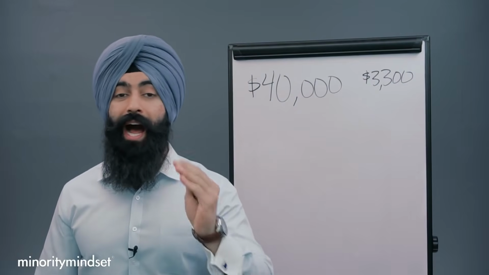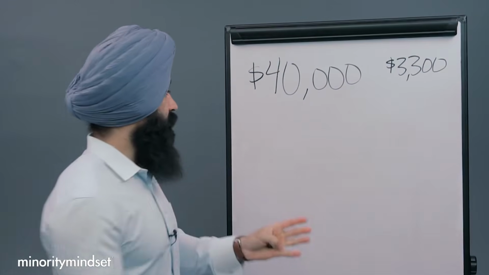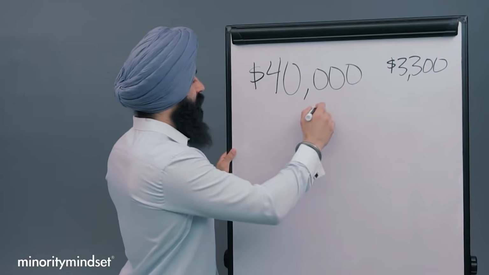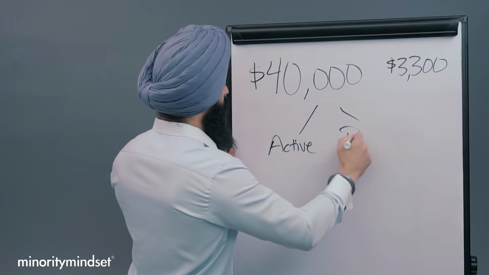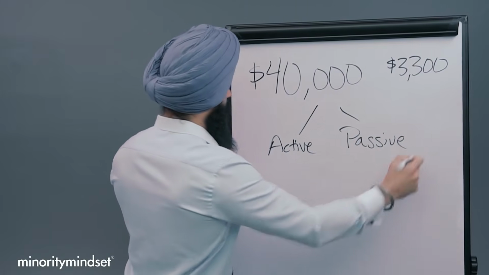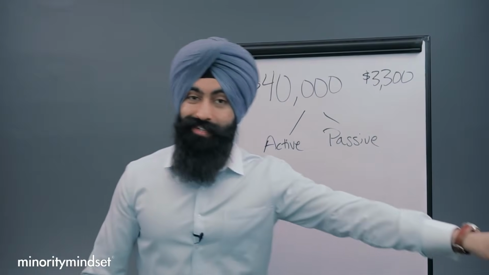Now we've got to figure out how to do that through dividends. Essentially what you got to do is you got to understand the different types of income there are. So there's active income and then there is passive income. What you're going to do is you go to work every single day.